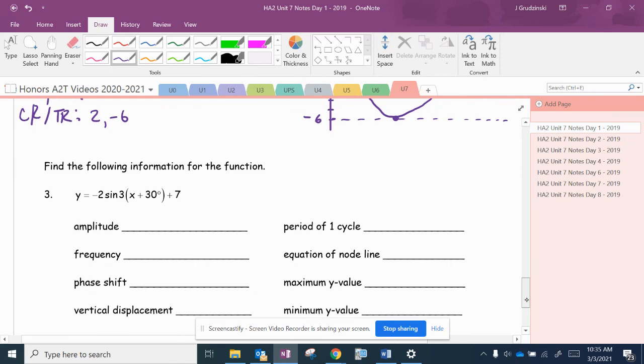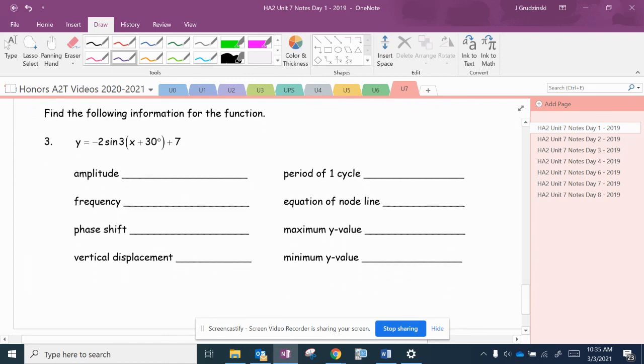So let's just go ahead and look at this next one. This one is in degrees, so we're not going to practice actually graphing it. We're just going to look at finding the information that we need. So the amplitude is always the number in front, and it's always positive. So in this case, it's 2. The frequency is the number in front of the parentheses, so that's 3.